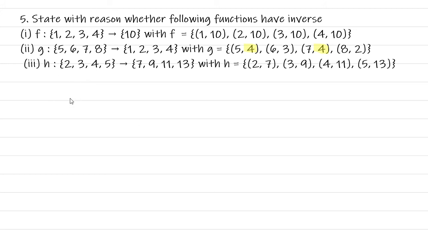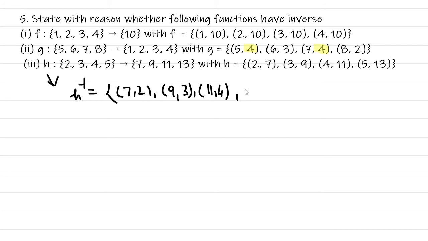We can write the inverse of this. h inverse is equal to {(7, 2), (9, 3), (11, 4), (13, 5)}: (2, 7) will be (7, 2), (3, 9) will be (9, 3), (4, 11) will be (11, 4), (5, 13) will be (13, 5). So only the third one will have an inverse because the first two functions are many one. Hence, they are not invertible.